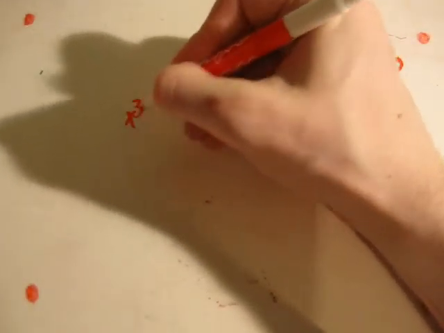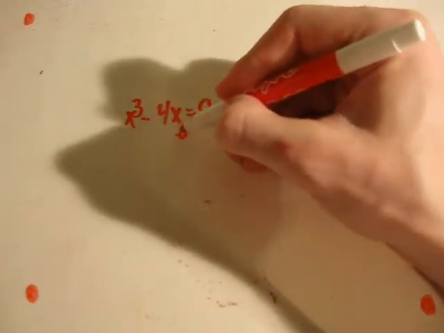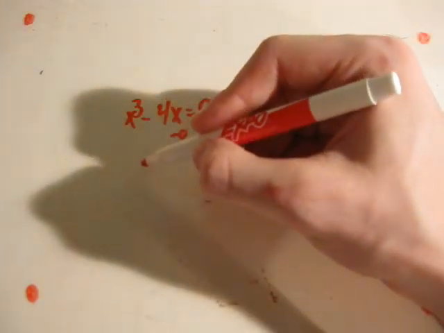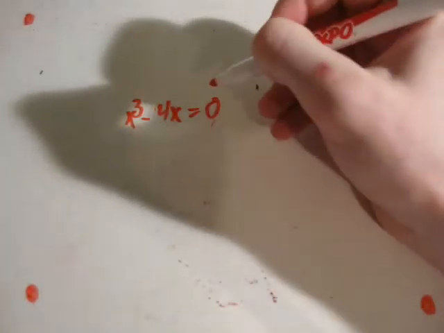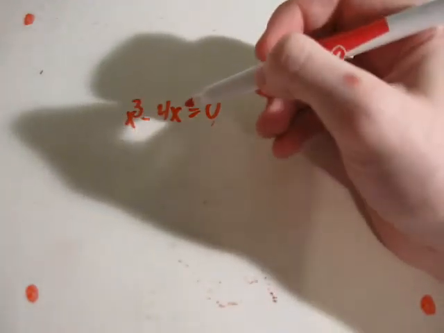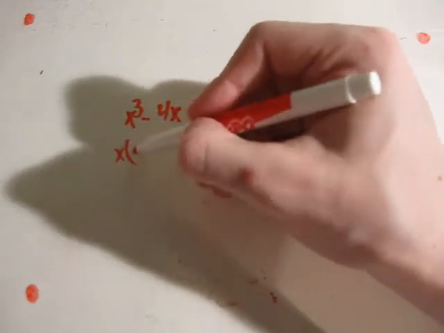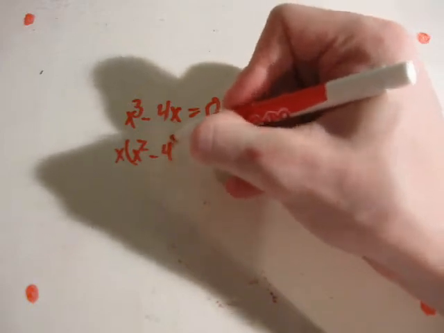If we set y equals 0, we can get our x-intercept, where x cubed minus 4x equals 0. Here's where we factor this out. Sorry, we can't turn this into a quadratic. So what can we take out? Well, we've got an x here and an x here, so let's take that out. So we've got x times x squared minus 4.